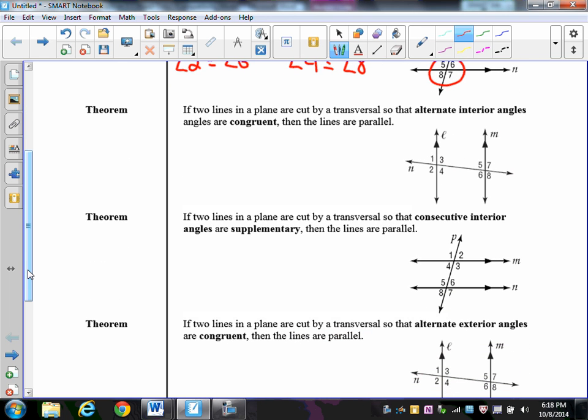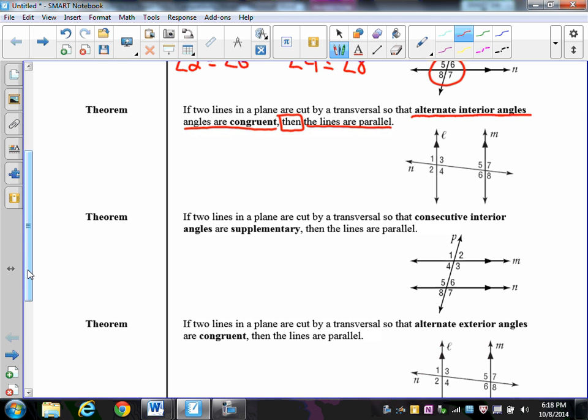So if you understood the last sections, this section is going to make a whole lot of sense because, again, we have another converse from something that we had. It says if two lines in a plane are cut by a transversal so that the alternate interior angles are congruent, then the lines are parallel. So again, now we're told that the alternate interior angles are congruent, then the lines are parallel. Once again, we had the converse of this last time.